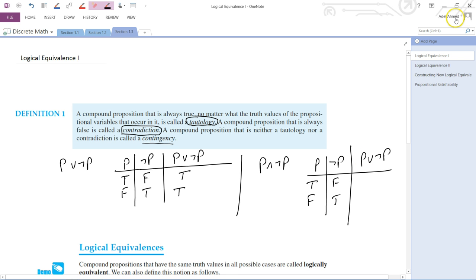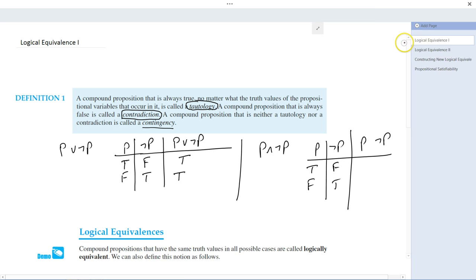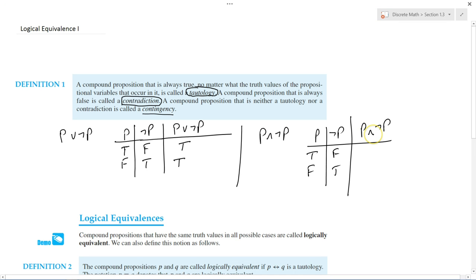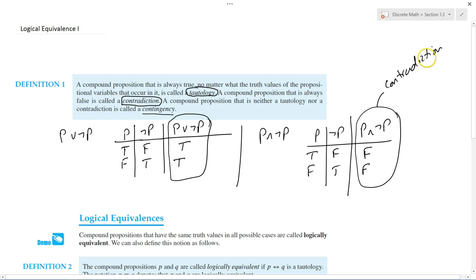Okay. So we know that true and false is false, false and true is false. So there you go. No matter what the value of P is, this is always false, and hence this is called a contradiction according to our definition here. And going back to the previous example, this is always true, and hence this is called a tautology.